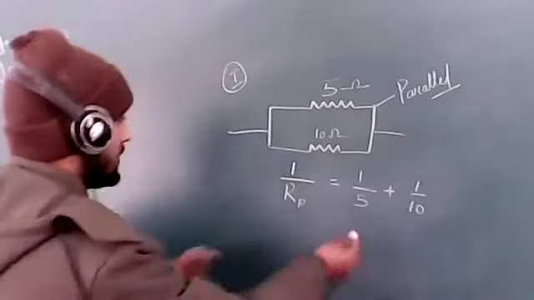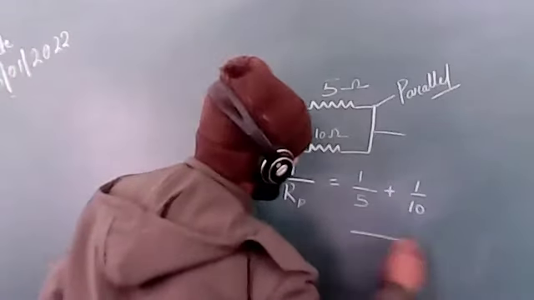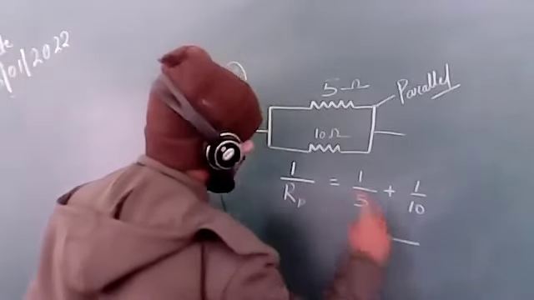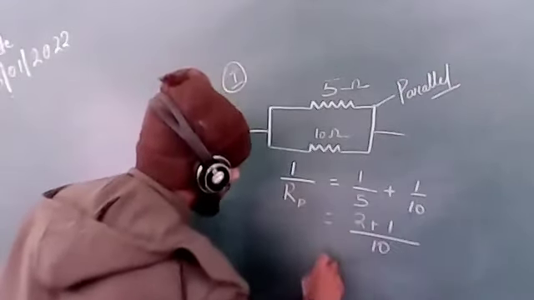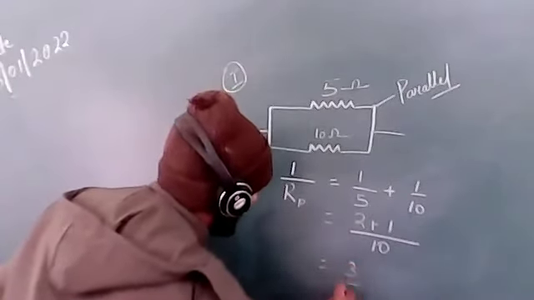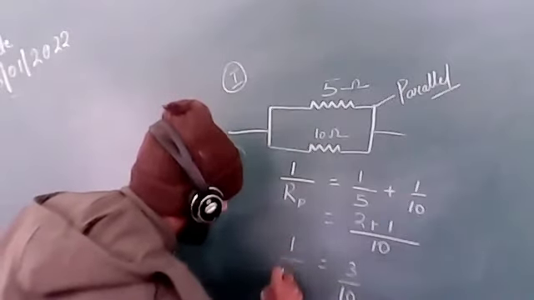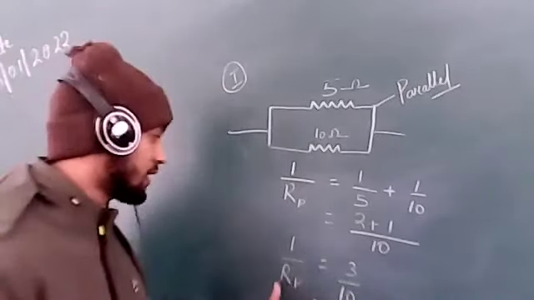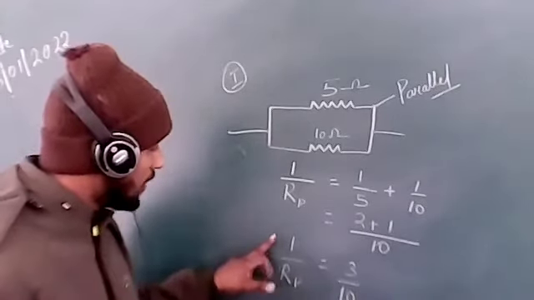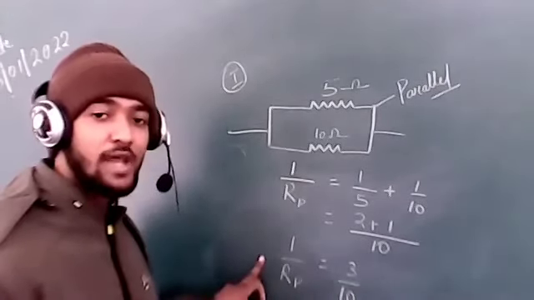Okay, we will solve. Now the LCM of 5 and 10 is 10. 5 to the 10, 2 1 2. 1. Okay. 3 upon 10. 1 upon RP. Now you forgot to reciprocate this. Okay. So now this is the value of 1 upon RP, and we have to calculate RP.